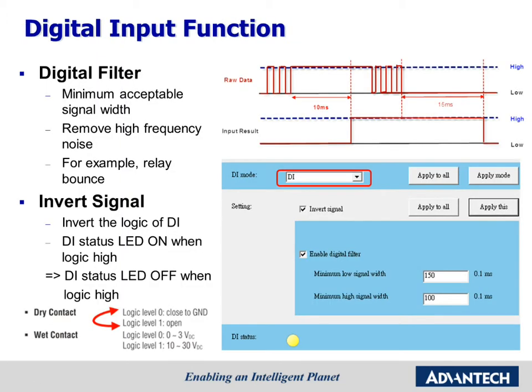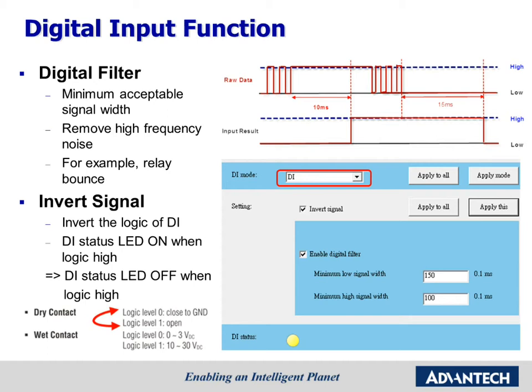Let's see the DI input function in Utility. In DI mode, Utility supports the digital filter function. The user can define the minimum acceptable signal width based on their application. The filter function can also help to remove high-frequency noise coming from the DI sensor.